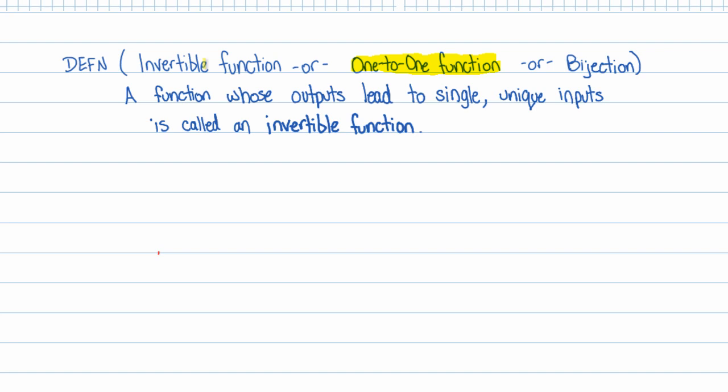So one-to-one function means invertible function, and then less common but more advanced, it's also called a bijection. That last word, bijection, is likely not held in very many or any intermediate algebra books that I know of. But it is true that it's called a bijection, a one-to-one function, or an invertible function. They all mean the same thing.